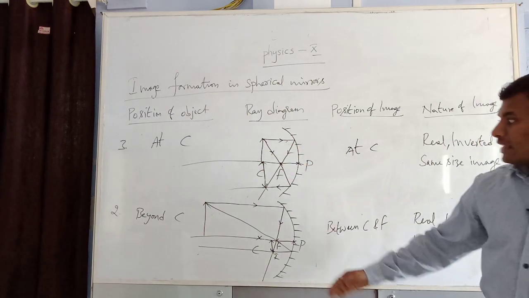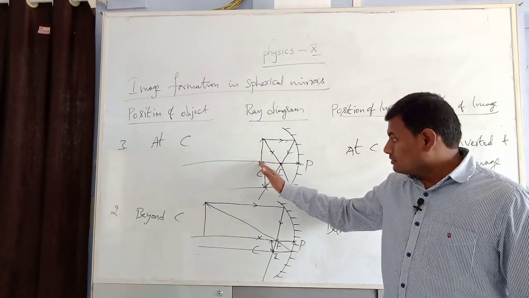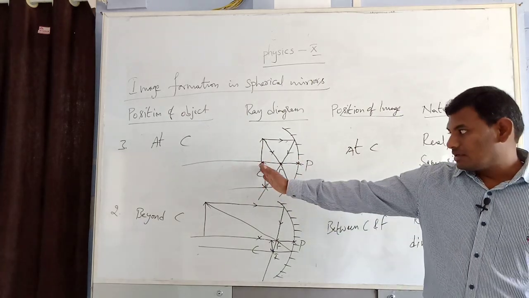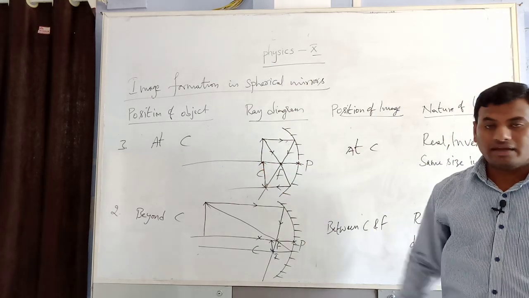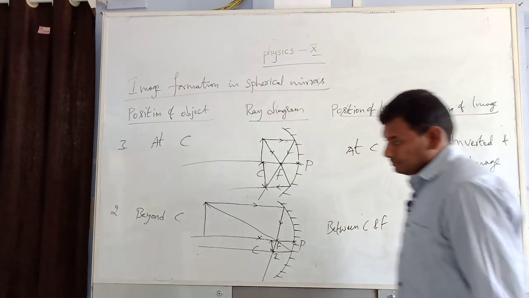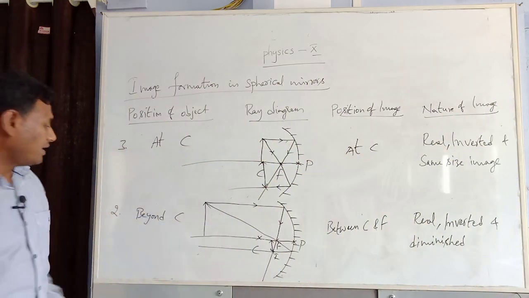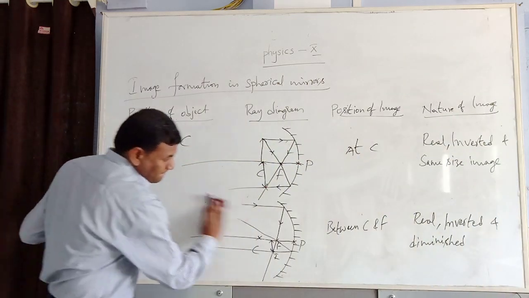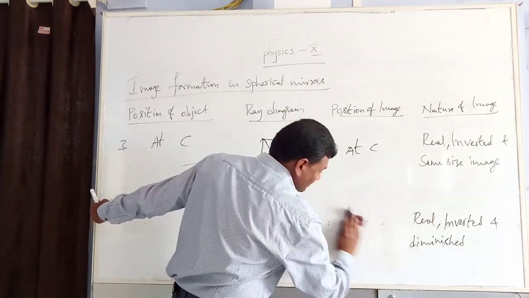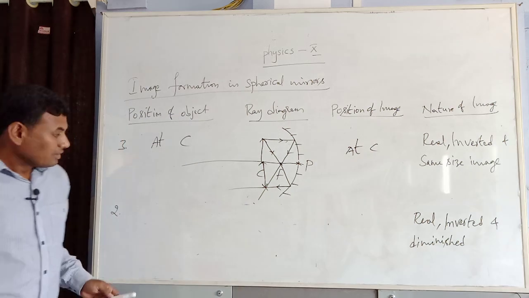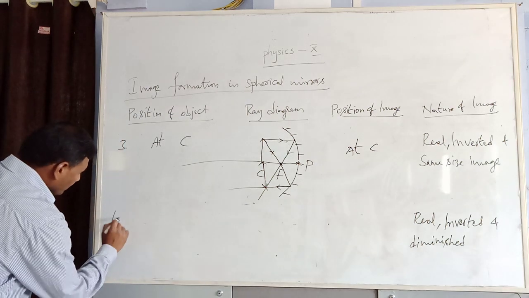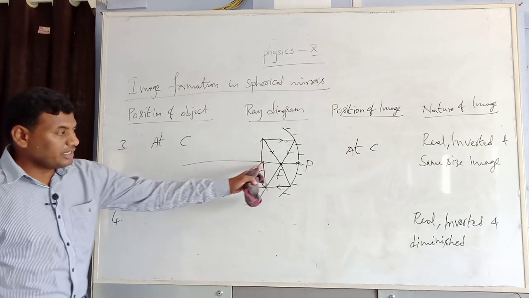Now let us see when the position of the object is between C and F. If it moves further to a position such that it is between C and F, let us see the characteristics of the image that is formed. So the fourth one is when the object is between C and F. So 4, position of the object is between C and F.